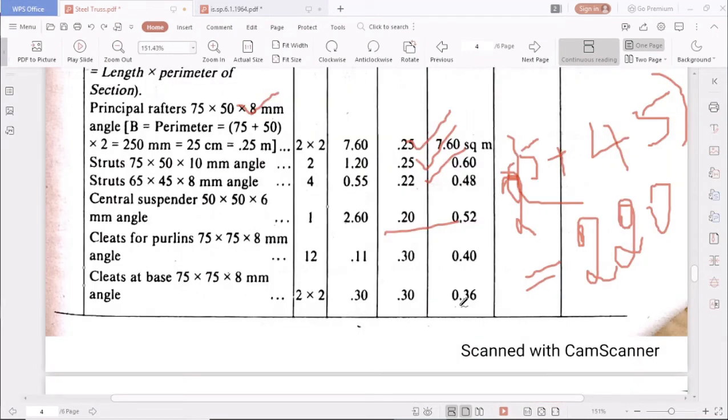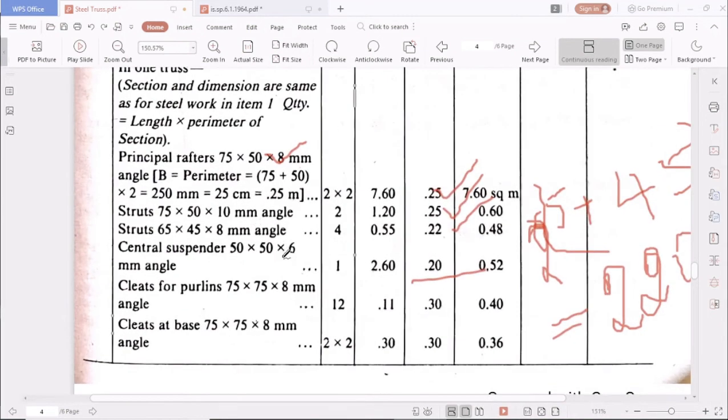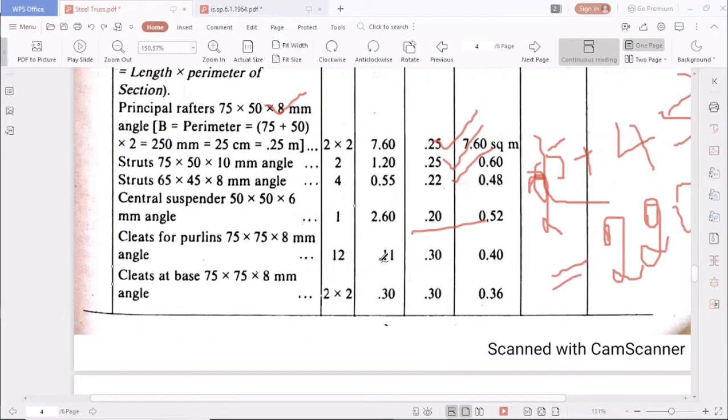Now for the cleats, the dimension is 75 into 75 into 8 mm. So 75 plus 75, what will you get? It is 150. So 150 into 2 is 300 mm, so 30 centimeter, it is 0.3. The cleat at base is also 75 into 75, so it is also 0.3.